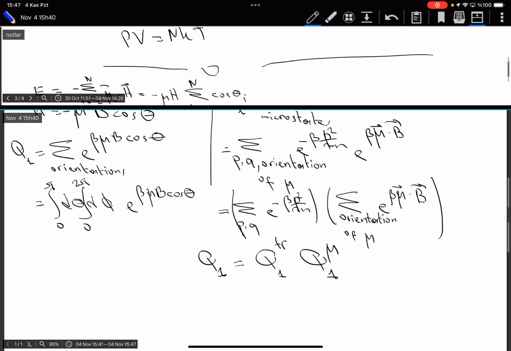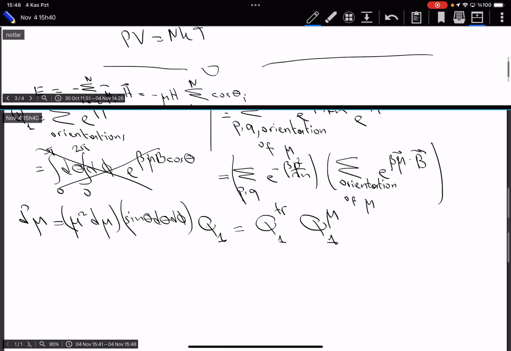You see, you can just think of it as, if we had d cubed mu, let's say that if the magnitude was also changing, then we would be integrating over all the components of mu, which we can also write as the integral over the magnitude times sine theta d theta d phi. So the summation over orientations, in a sense, is not equal to a summation over d theta or d phi. This is a summation over d omega, the solid angle.